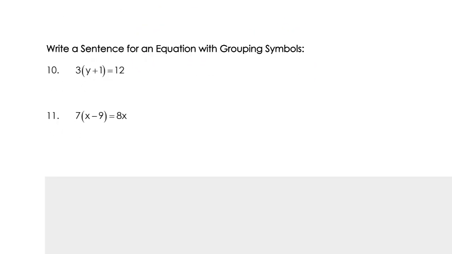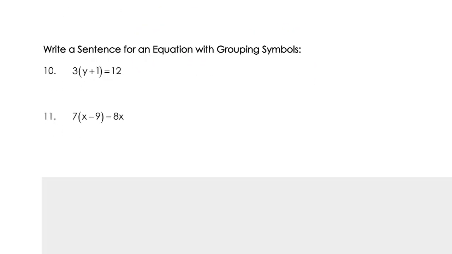Okay, then we have 10 and 11 here. So now it says write a sentence for an equation with grouping symbols. So looking at number 10, I see 3 on the outside, so I'm going to say 3 times, and then in order to imply parentheses, you have to either say the quantity of y plus 1, or I'm going to say 3 times the sum of y and 1 is equal to 12.